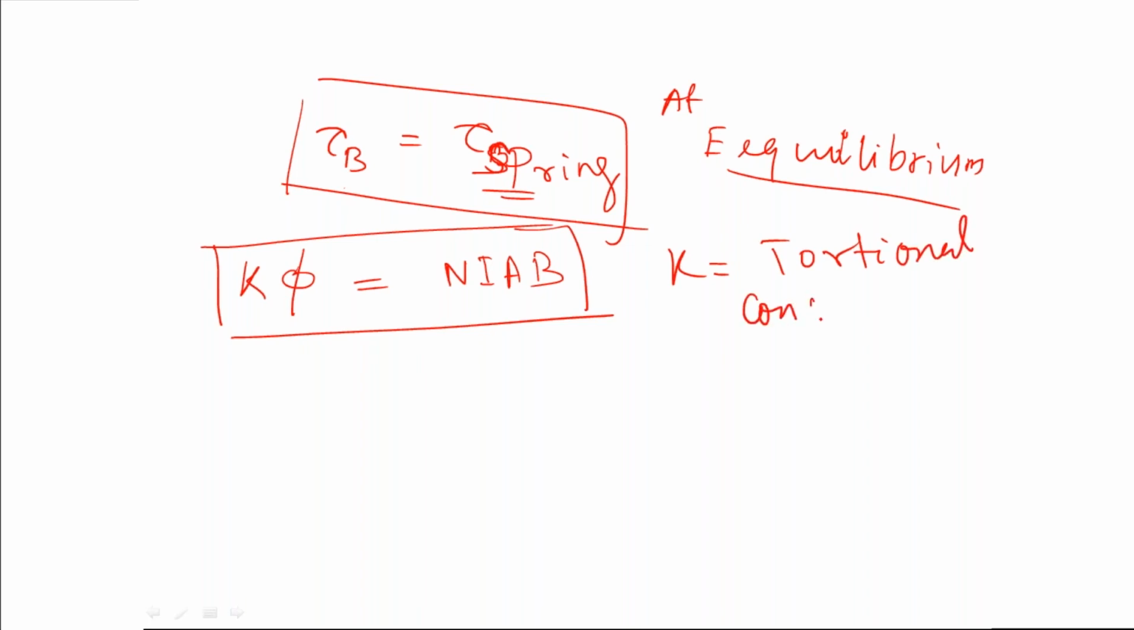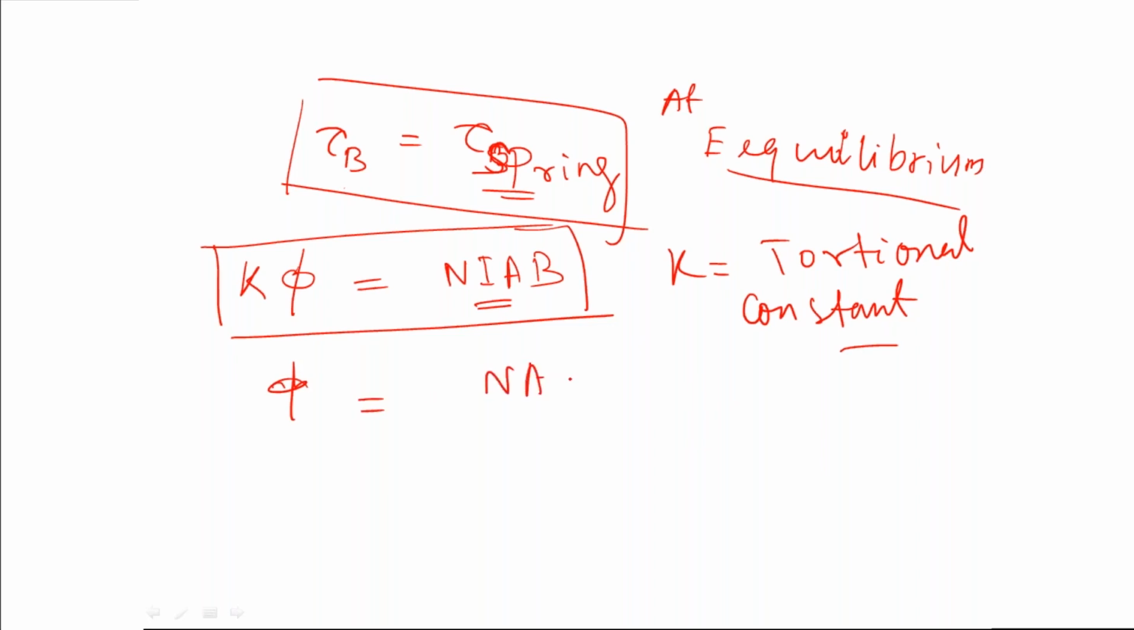This is the deflection part. K is the torque per unit deflection. That is the unit of K. So this is the torque per unit deflection, and it is called the torsional constant. So you look here, how much deflection you will get, you will be able to get from these parameters.